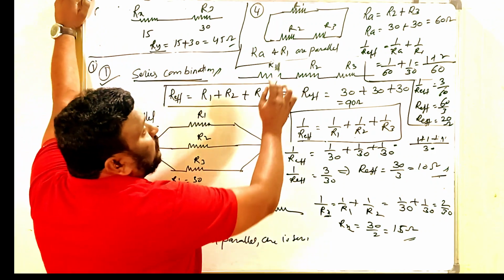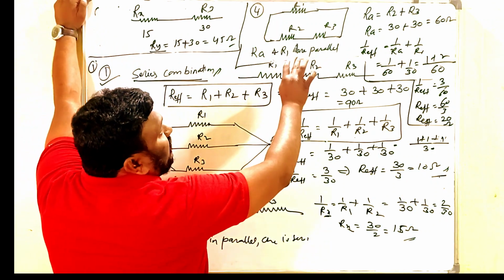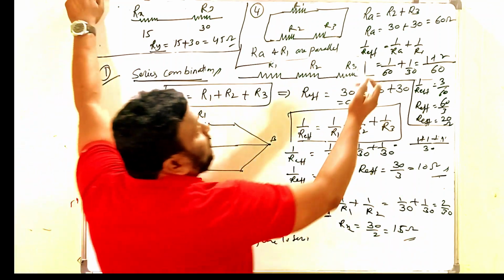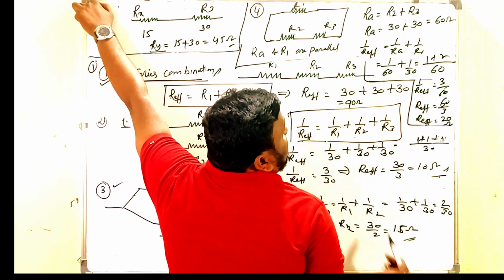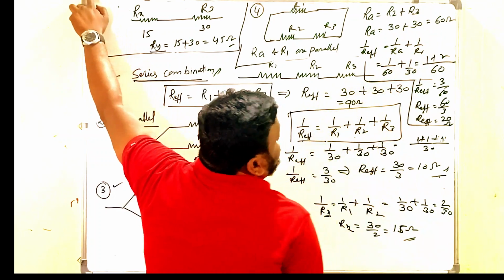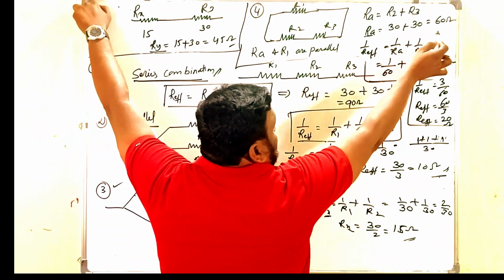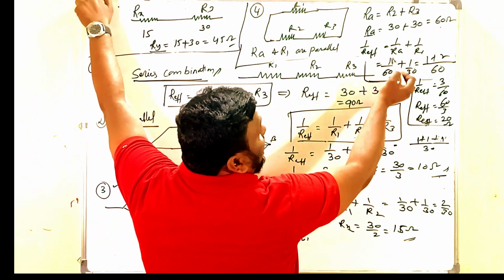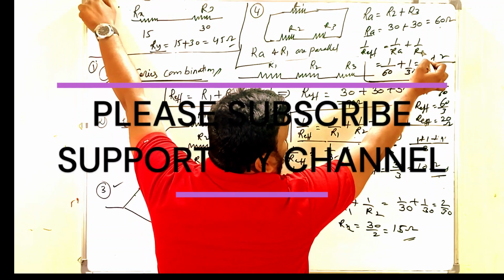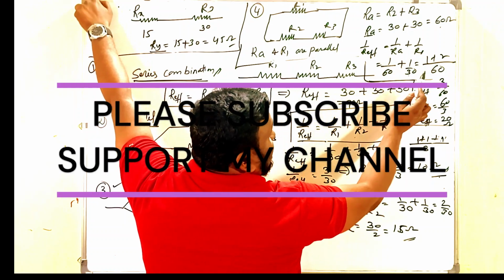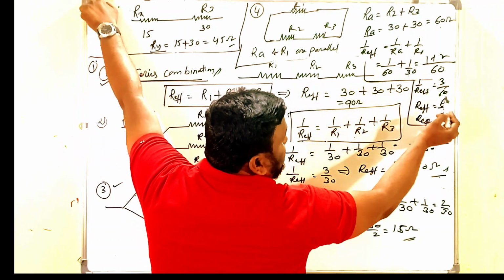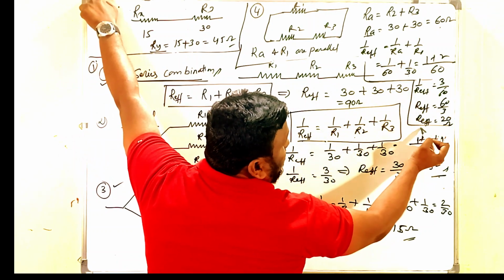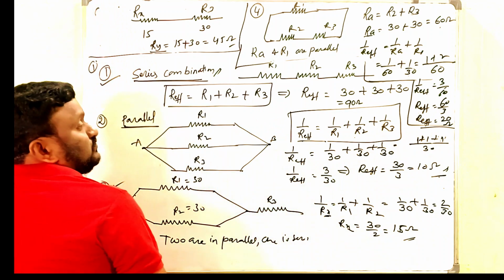And the fourth one: R2 and R3 are in series, and this value is in parallel with R1. Since it is series, we take R2 plus R3, which gives 60 ohms. This RA of 60 ohms is again in parallel with R1. So 1 by RA plus 1 by R1, 1 by 60 plus 1 by 30, LCM 60, 1 plus 2 by 60, that is 3 by 60. R effective is 60 by 3, which is 20 ohms.